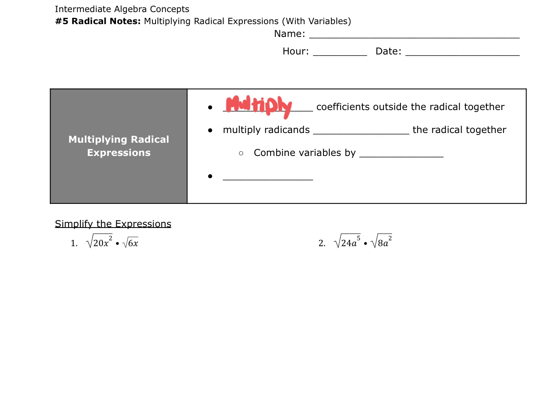And then you're going to multiply the radicands inside the radical together. So the numbers inside the radical, or underneath the square root, you're going to multiply those together. And then you're going to combine your variables by adding the exponents. Finally, you will simplify.